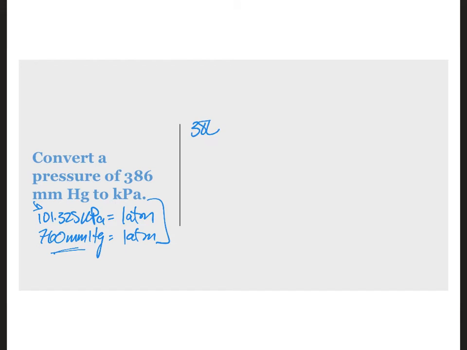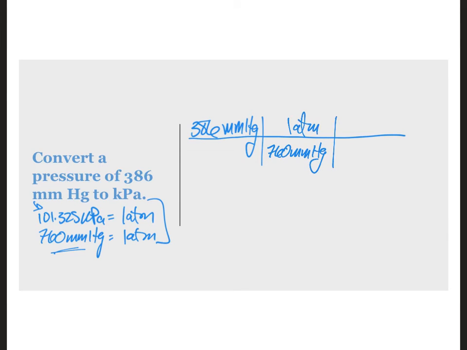Writing that out, we'd say 386 millimeters of mercury. And this is where setting them up in the fence post is really handy to keep all the units straight. I want to get rid of units of millimeters of mercury to get to ATM. So I'll say 760 millimeters of mercury, give me 1 ATM. So those units cancel out. And then I want to go from ATM to kilopascals. Those units cancel out.